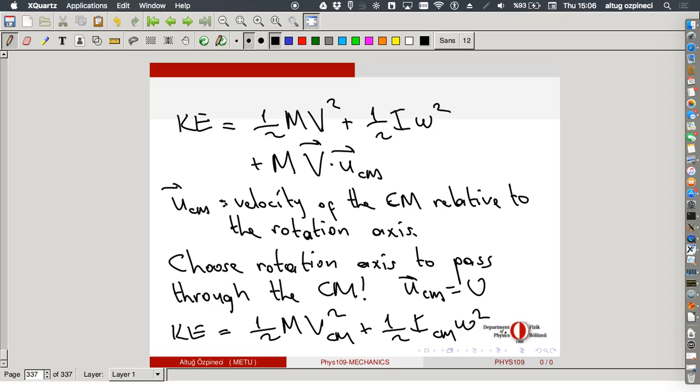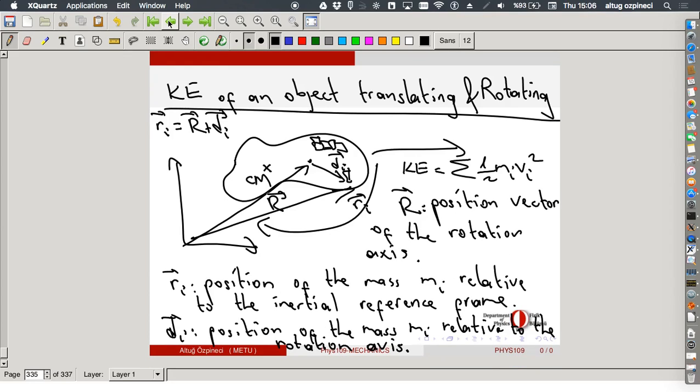Because you see, our starting point, our definition of the kinetic energy, this one. In that expression, we didn't choose any rotation axis anyway. We just chose some inertial reference frame, and in this inertial reference frame, all these points have their velocities. But what we did was we said, okay, let's divide those velocities into two parts: the velocity of the rotation axis plus the velocity due to the rotations around that axis. So we just wanted to make such a separation.